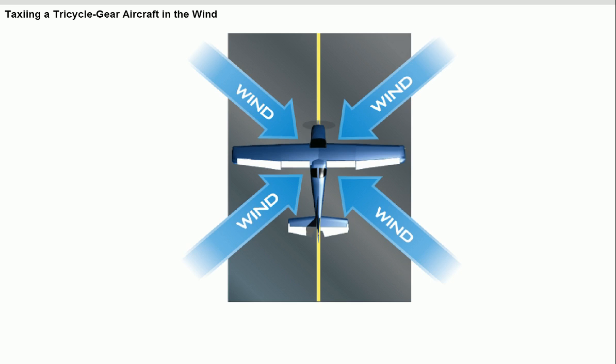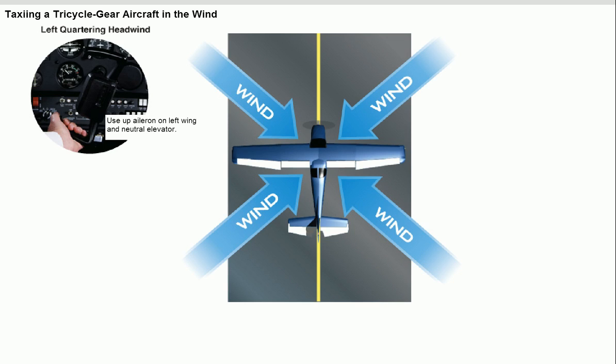In both high-wing and low-wing tricycle gear aircraft, use your aileron and elevator controls to counteract the wind and maintain control of your aircraft. For example, if the wind is blowing from the left front quarter, hold your left aileron up. The elevator should be in a neutral position to prevent the wind from exerting any lifting force on the tail.